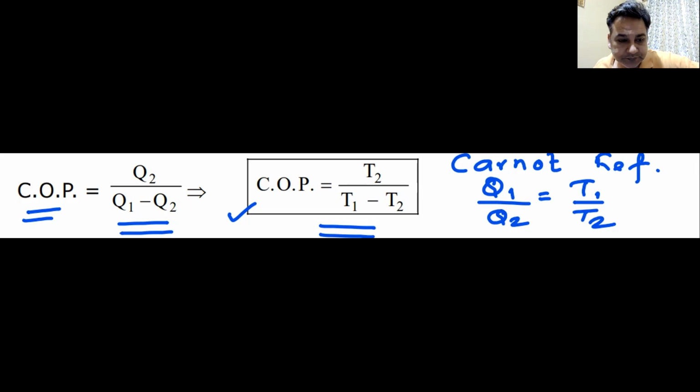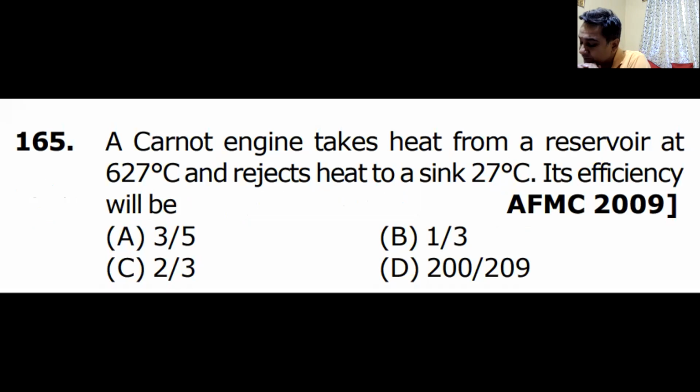Okay. Let's see if you can do this one. A Carnot engine takes heat from a reservoir at 627 degrees Celsius and rejects heat to a sink at 27 degrees Celsius. This is question number 165. What is the efficiency of this Carnot engine? I hope you understand what we are talking about. Take it from your sheet, and I'm waiting for your answers. I'll give you a minute to win it.